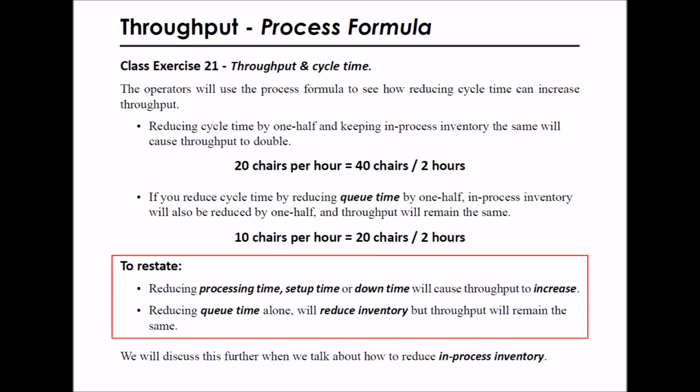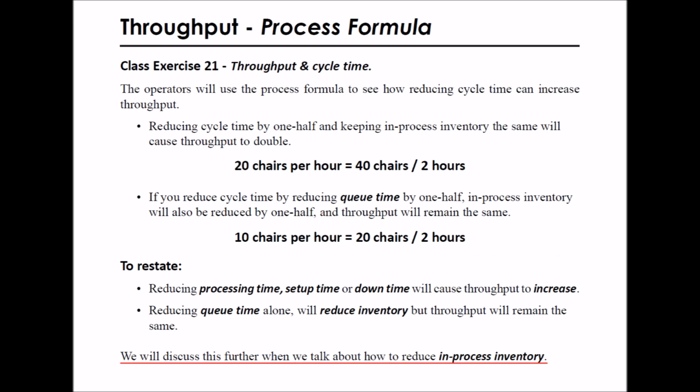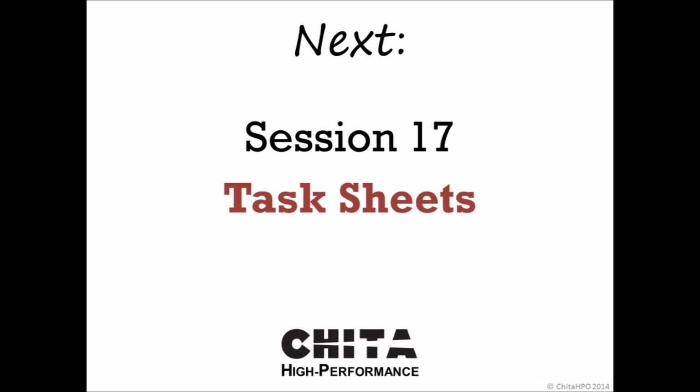In other words, reducing processing time, setup time, or downtime will cause throughput to increase. Reducing queue time alone will reduce inventory, but throughput will remain the same. We will discuss this further when we talk about how to reduce in-process inventory. In session 17, we will look at a tool for increasing throughput called a task sheet.